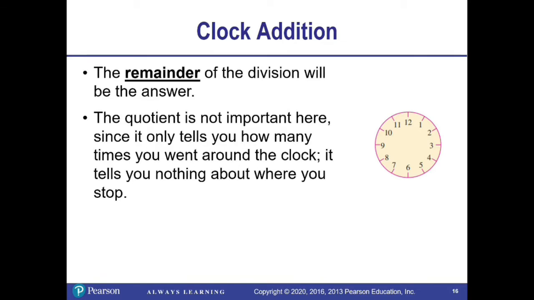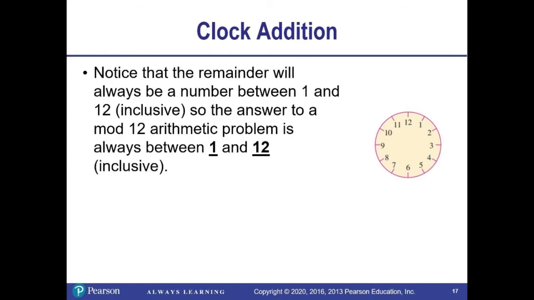The quotient is not important here because the quotient just tells us how many times we go around the clock. So again, we don't really care about the quotient. We care about the remainder. The remainder will always be a number between 1 and 12 inclusive. Now remember, our 12 and our 0 are acting as the same. And so our answer to a mod 12 arithmetic problem will always be between 1 and 12 inclusive. Again, for clock arithmetic, 12 acts like 0.